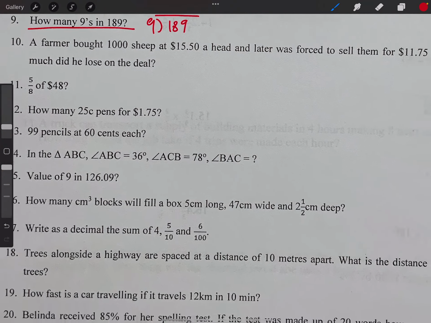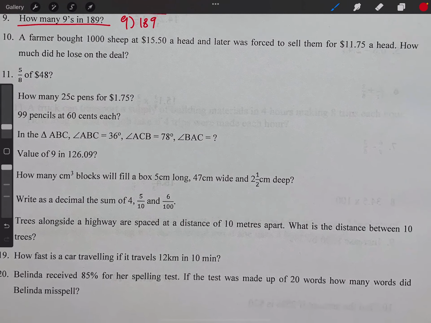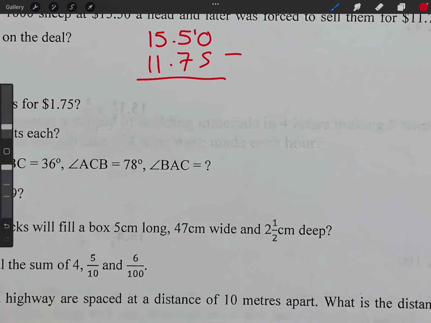Question 10. A farmer bought 100 sheep at $15.50 a head and later was forced to sell them for $11.75 a head. How much did he lose on the deal? Alright, so let's work out how much money he lost selling each sheep. So you buy a sheep for $15.50 for one sheep, right? And then you sold it for $11.75, how much money did you lose? Well, let's have a look.